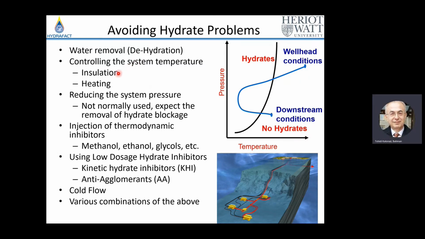Another option is to control system temperature. If you use insulation or effective heating, then we can keep the pipeline temperature above hydrate, or to the right of the hydrate phase boundary, outside that.